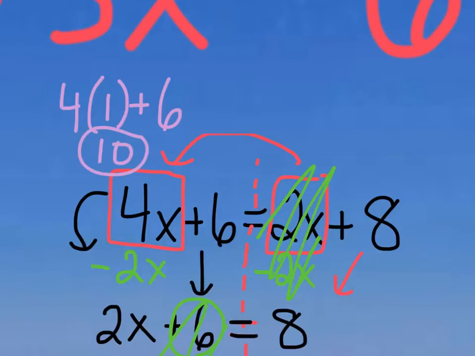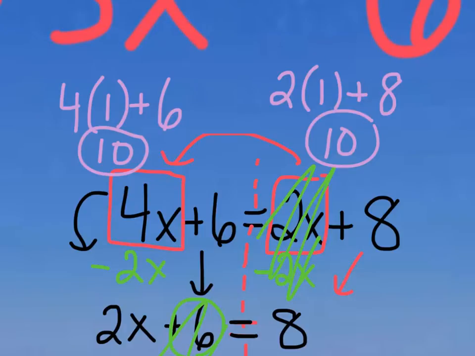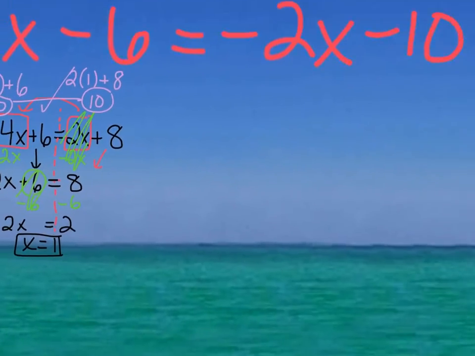Now let's compare that to the right side, which is 2x plus 8. I'm going to replace x with 1. So it's 2 times 1 plus 8, which is 2 plus 8, and that is indeed 10. Since we've got the same answer on both sides, we've definitely got the right answer. Okay, let's go ahead and try another one.